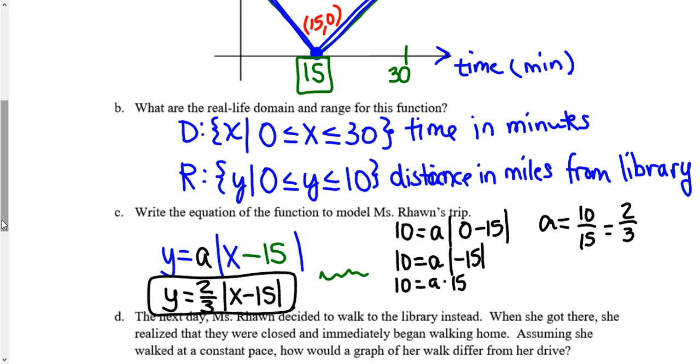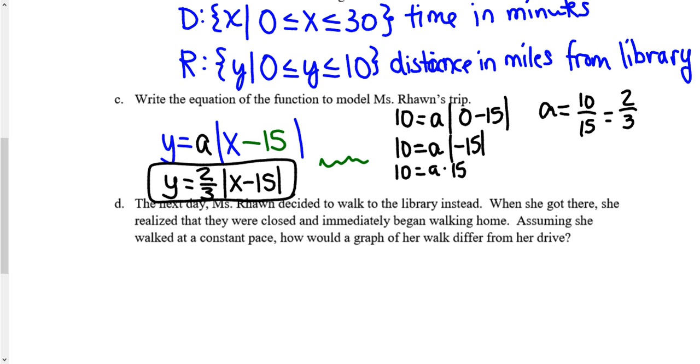Okay. Last part down here at the bottom. It says the next day, Miss Ron decided to walk to the library instead. When she got there, she realized that they were closed and immediately began walking home. Assuming she walked at a constant pace, how would the graph of her walk differ from her drive? So what's going to change? Is the distance from the library, the y numbers, are those going to change? No, they're not, because I still have to be 10 miles away from the library.